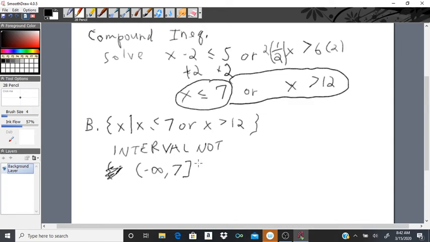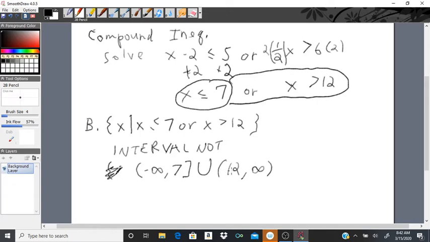Then, instead of the word or, you put the union symbol, which means or. And then on the other side, x could be everything greater than 12, all the way to infinity. Whenever there's an infinity, you just put a parenthesis, or a negative infinity.